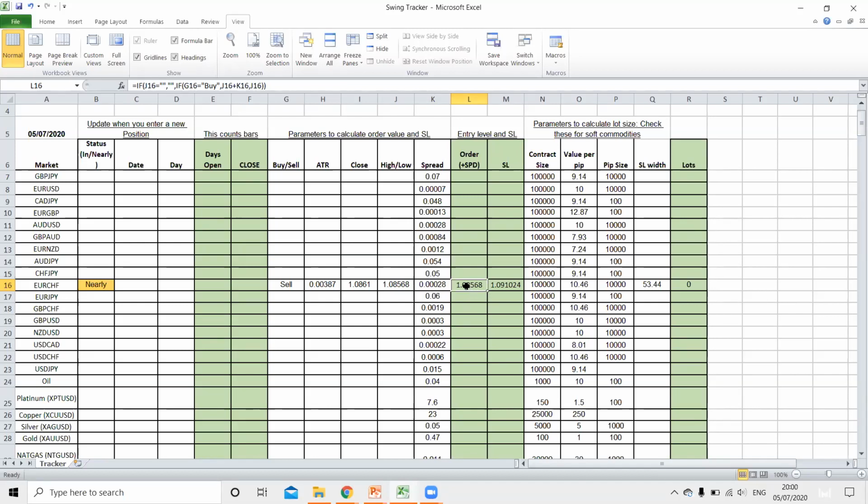Okay, so it's got 1.08568 and our stop loss is 1.091. Now what this is doing is 1.2 times the average true range. So it's a multiple of the average true range. This is a method for placing the stop loss. You can customize this number. It doesn't have to be 1.2.